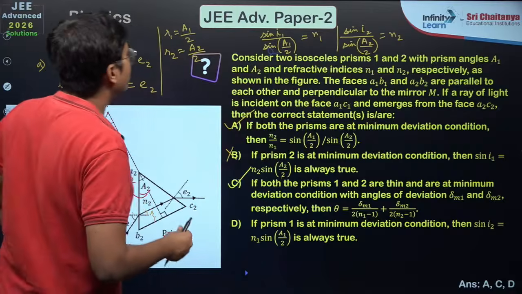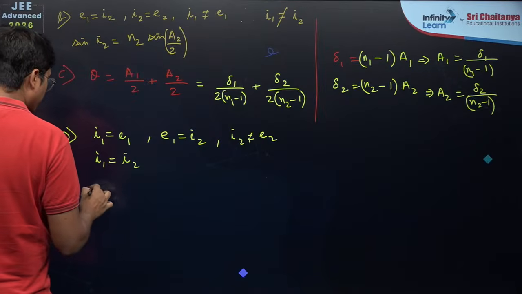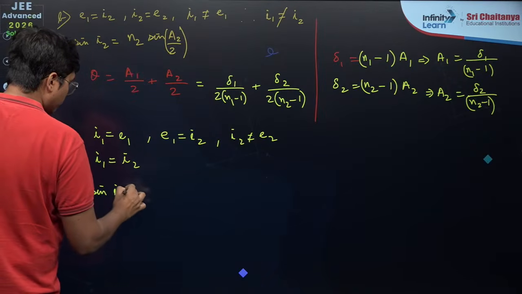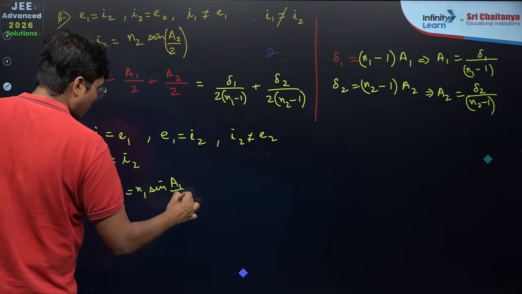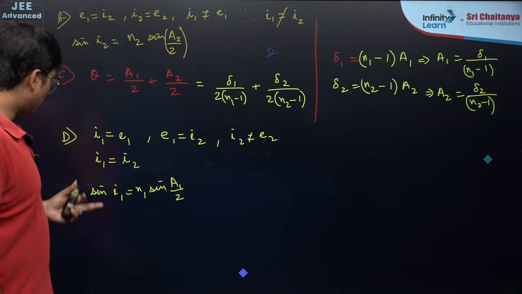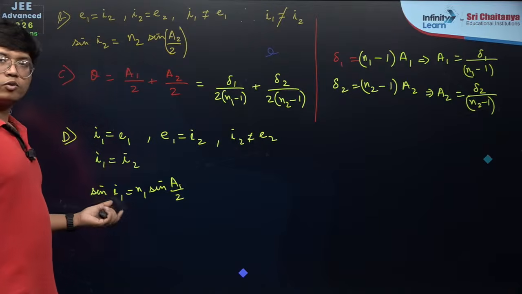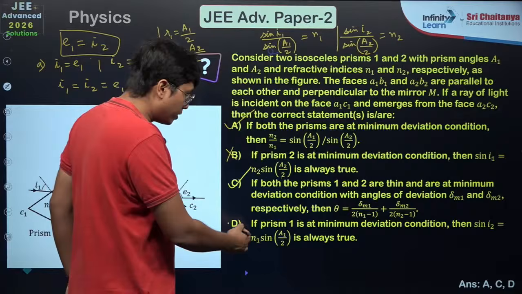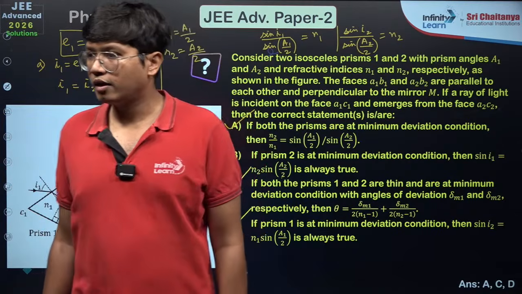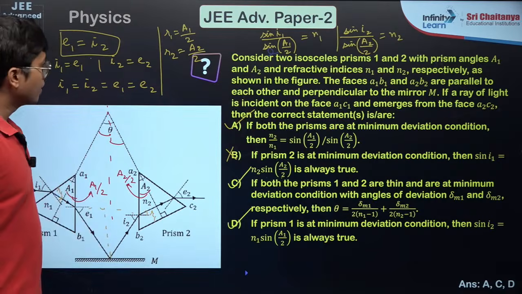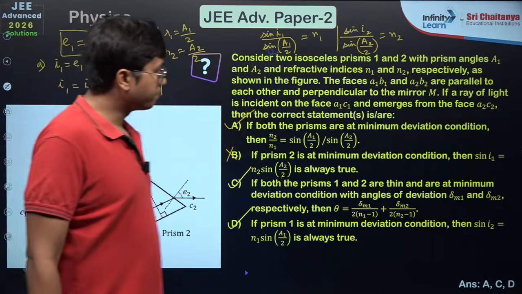So sine i1 is equal to n1 sine of A1 by 2. Now, if i1 is equal to i2, just swap out i1 for i2 and you will arrive at option D. That is correct. That is always true. Okay? Chalo, we'll move on to our next question.